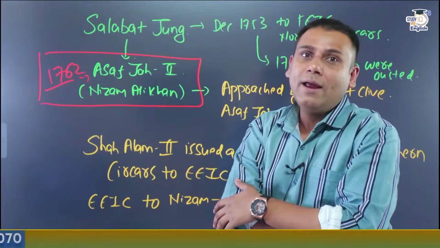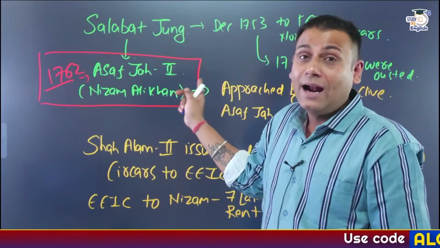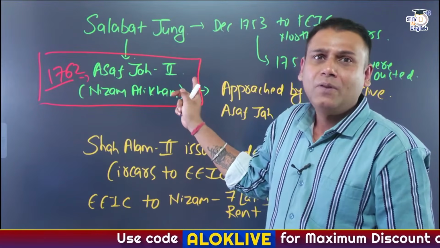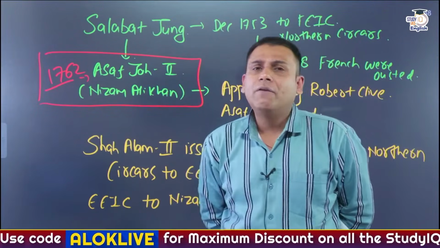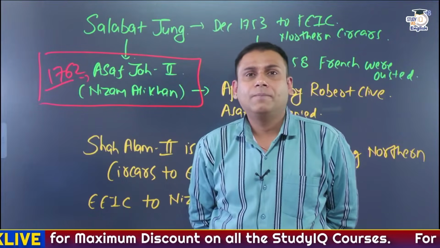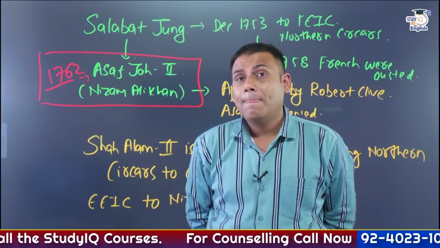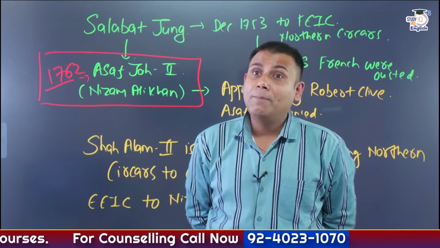And the reason why? Because he had allied with whom? His enemy, Nawab of Arcot. So Asaf Jah said, I won't be giving you the region of Northern Sarkar on rent. Now Robert Clive, again an intelligent personality. What happened? He approached the Mughal Emperor Shah Alam II.